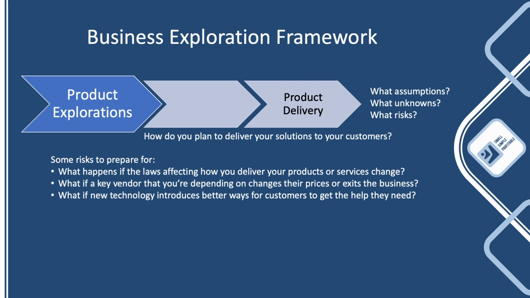Once you've thought through the assumptions, unknowns, and risks in this area of product delivery, pick one or two of those areas to investigate first. Start with the biggest assumptions, the biggest unknowns, and the biggest risks, and run some experiments, conduct some research, and make some plans.